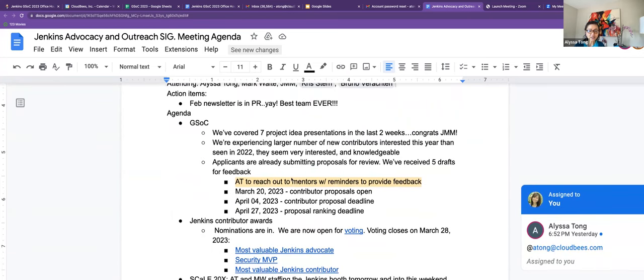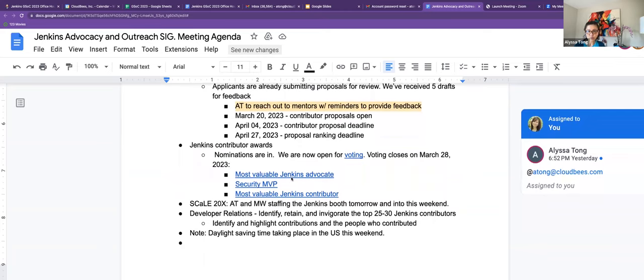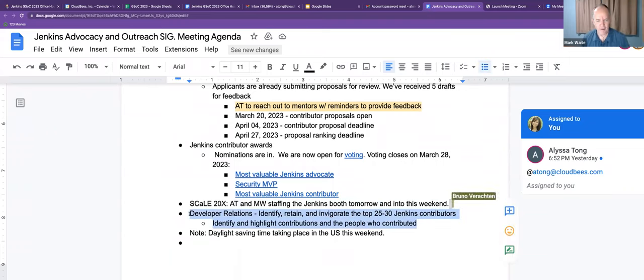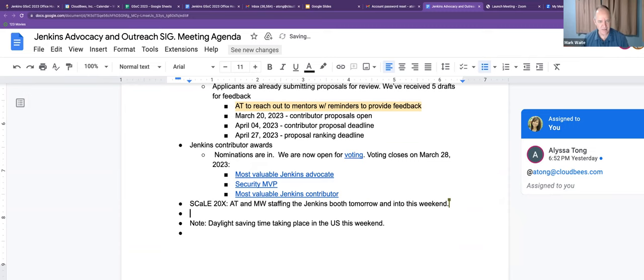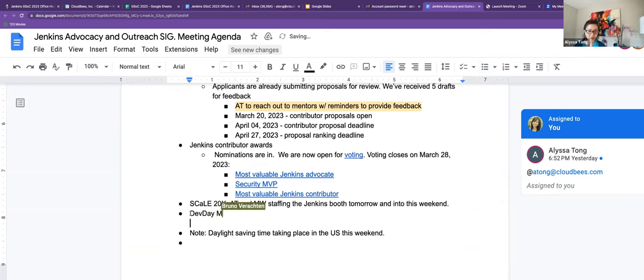On the agenda, I have, if Jean-Marc, you can go over the GSOC update, and then we'll briefly go over the Jenkins Contributor Award and the SCALE 20 conference. And Mark, I don't know if you want me to include the developer relations on here yet. If it's too early, I can remove it from here. Yeah, I think it's important, but I don't think we're ready for discussion yet. Let's talk further later.